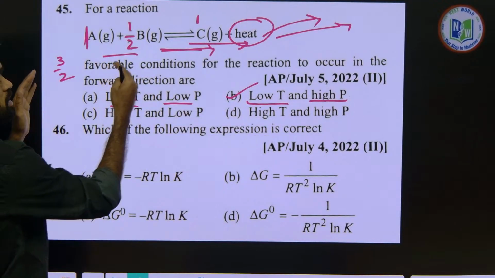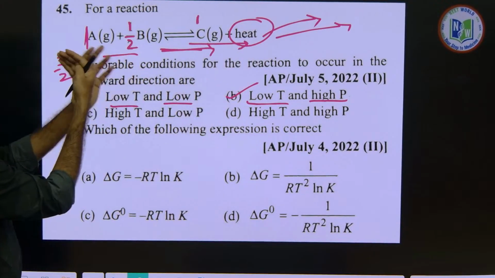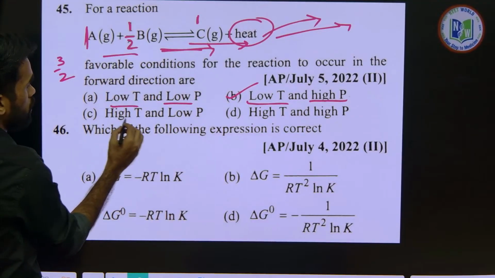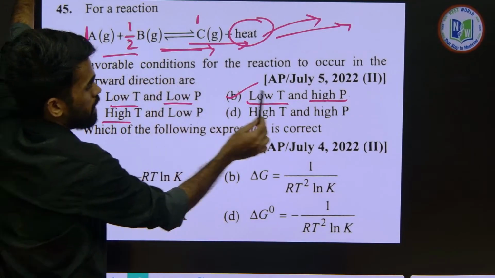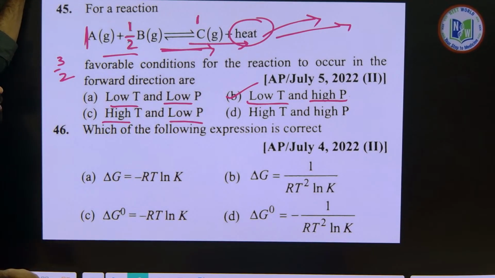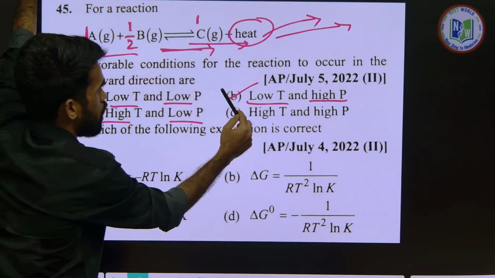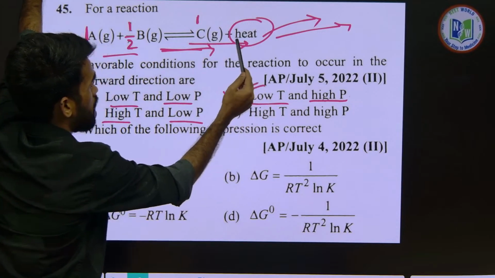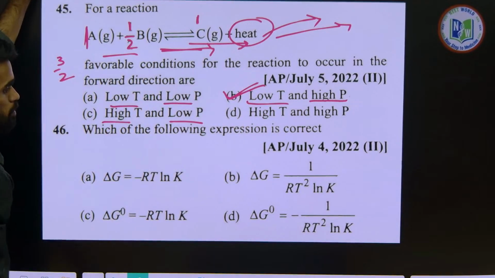See, if forward is exothermic, backward will be endothermic. It means high temperatures are required. Okay, and if forward is favored by high pressures, backward will be favored by low pressures. Okay, so for this particular question, option B will be perfect. If they ask for backward, option C will be perfect.